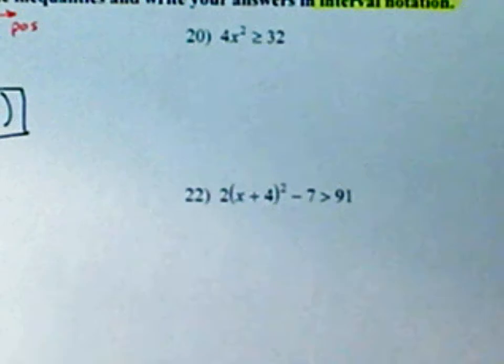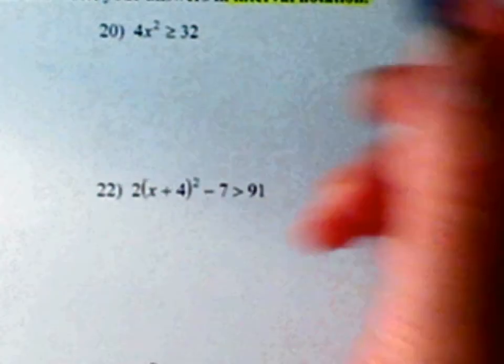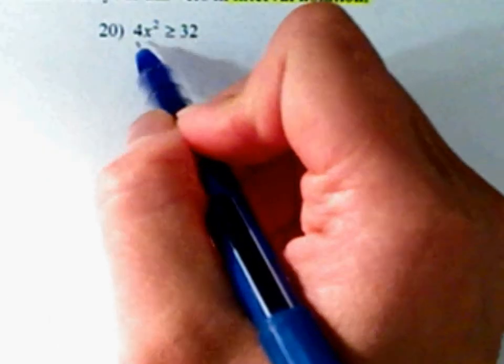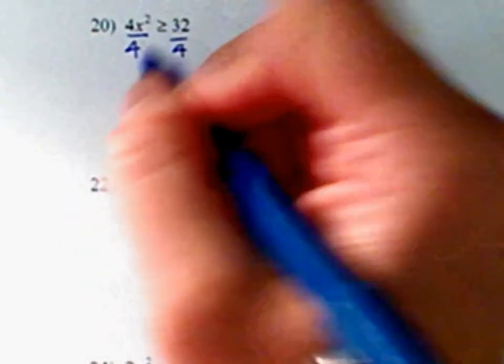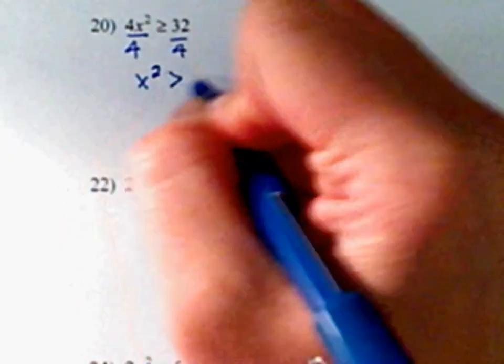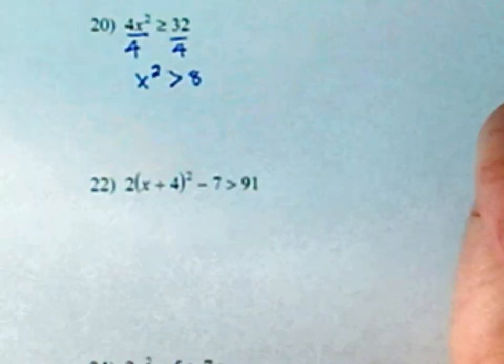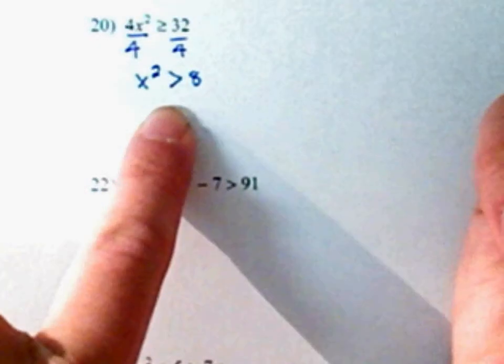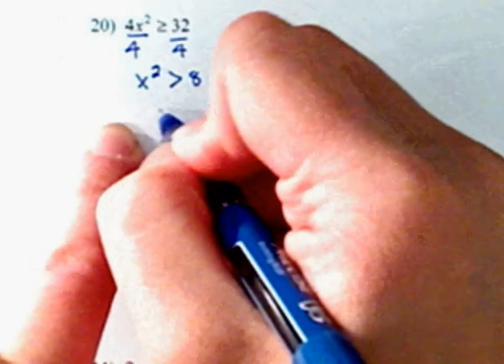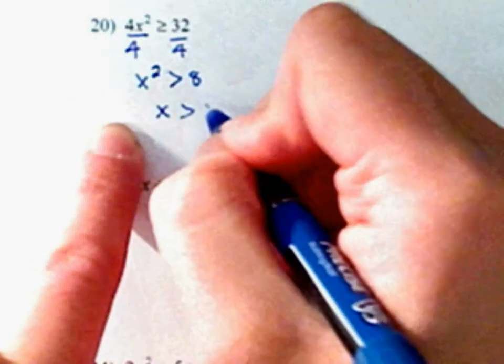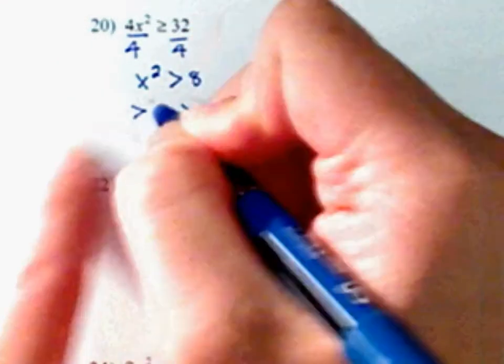Number 20. Okay. Now you cannot take a square root yet on number 20 because the square goes with the x and not the 4. So you need to divide by 4 first. So now you got x squared is greater than 8. Okay? Now take a look. You're going to take a square root. So x is greater than square root of 8, and it can also be less than negative square root of 8.